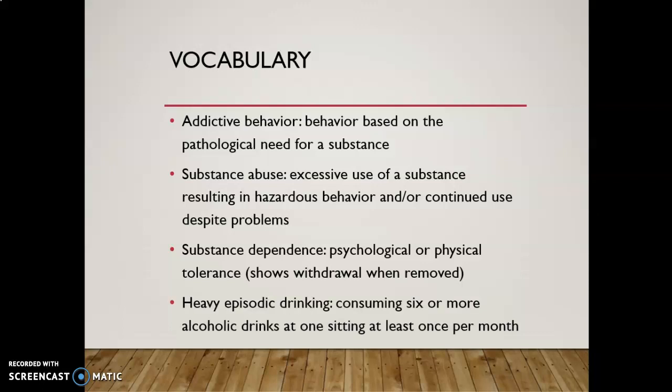Now, specifically talking about alcohol, because alcohol is what we're going to be starting with. Heavy episodic drinking is consuming six or more alcoholic drinks at one sitting at least once per month. Binge drinking is drinking like nine at a sitting. I mean, it's a lot at a sitting within a short period of time. But yes, consuming six or more alcoholic drinks at one sitting at least once per month is generally not good for you. And by alcoholic drinks, what they mean is the equivalent of 1 ounce of alcohol, which is generally a 12-ounce beer, a 6-ounce glass of wine, or a shot of hard liquor. Which for a lot of people, they might get those six or more drinks in one large fruity beverage.